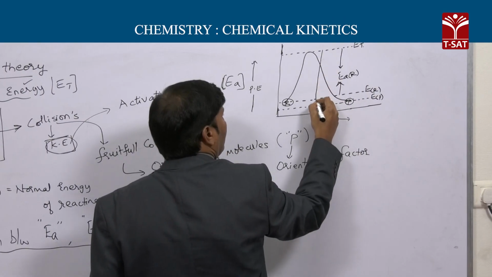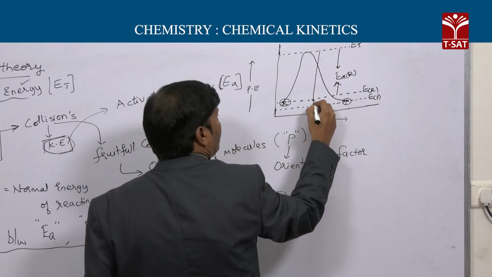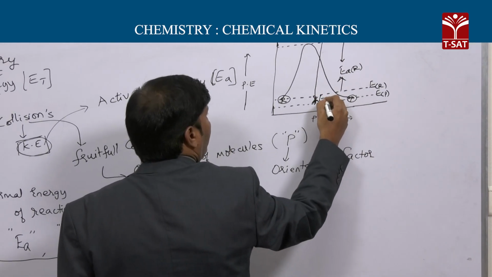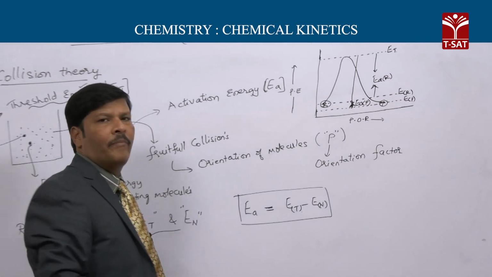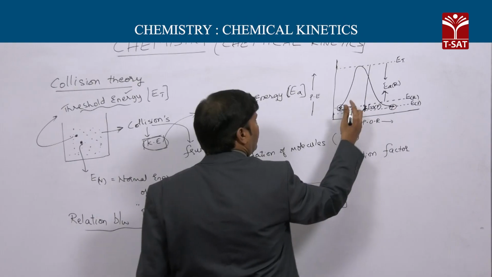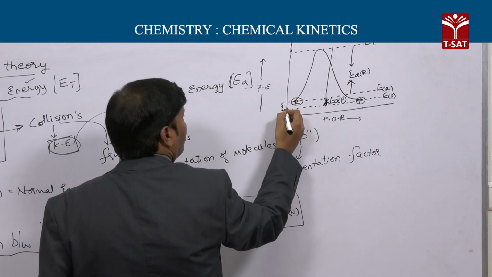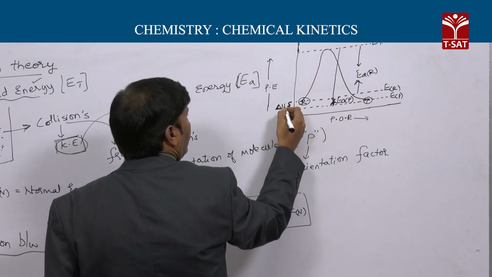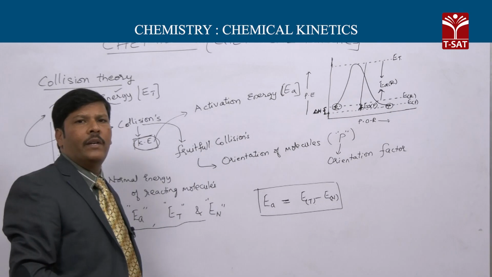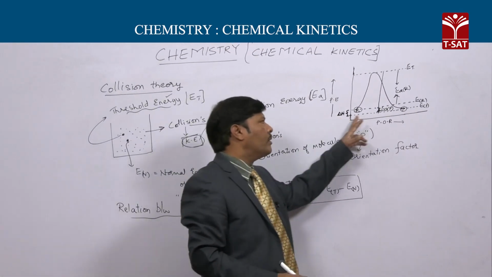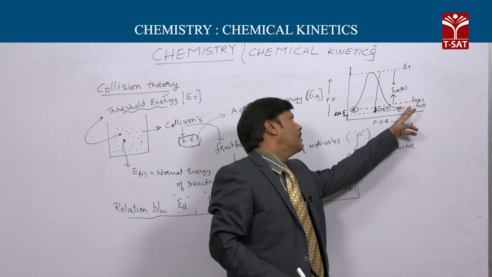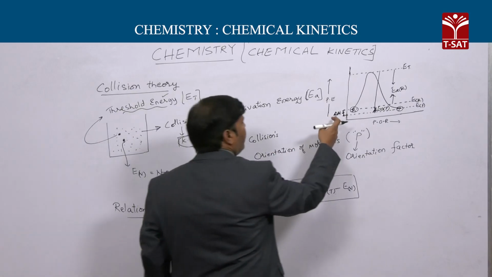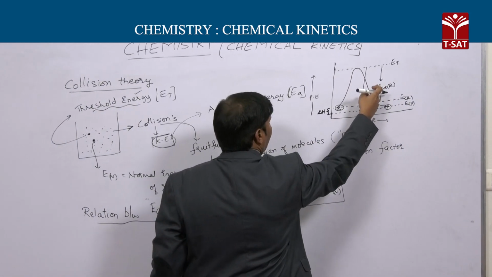The difference of threshold energy and the energy of the reactants is activation energy, that is EA of R, and the difference of the threshold energy and the energy of the products is given by the activation energy of the products. So the difference between the energy of the reactants and the energy of the products is delta H, that is the enthalpy change. We call this the enthalpy change. So enthalpy change is equal to the energy difference between the energy of the reactants and the energy of the products.